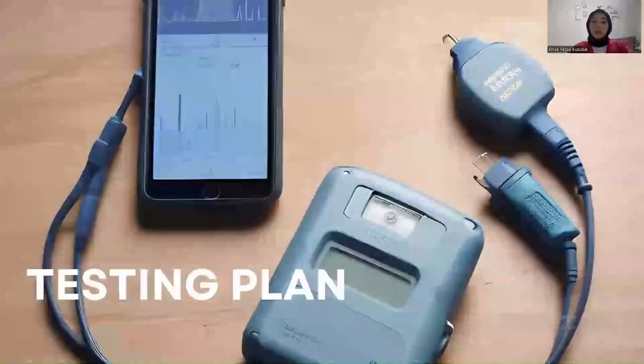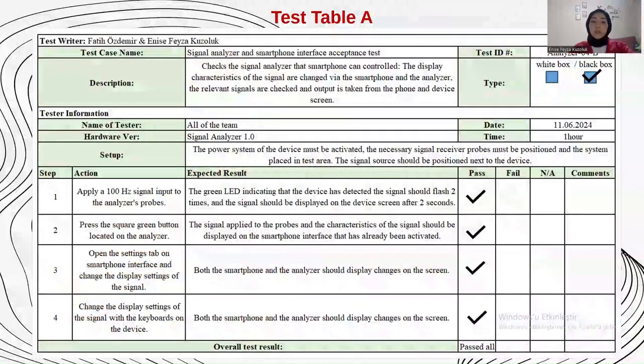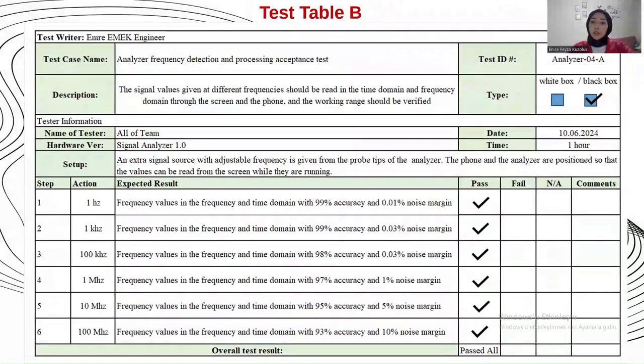Now I'm going to talk about our testing plan. In the first test, the device was placed in the test area by activating the power system and attaching the signal receiver probes. Then by applying the following steps below, all the expected results were achieved. For the second test, we used the matrix test case format. We applied signals at different frequency values to the device input with the probes, and the accuracy of this signal on the application and device screen was tested. So all the expected results were achieved again.